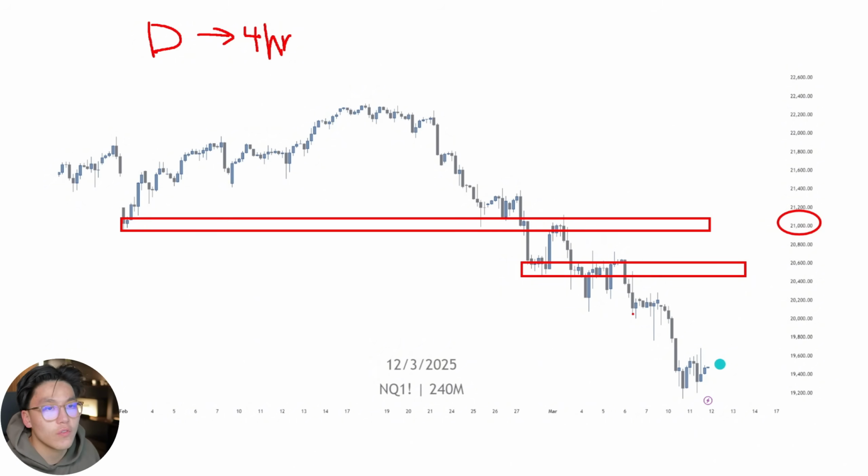So clearly so far we have a clear bias towards the lows. The daily chart's bearish, the 4-hour chart's bearish, and most lower time frames are bearish as well. So all you would be looking for is pop and fades lower because the higher time frame is bearish.